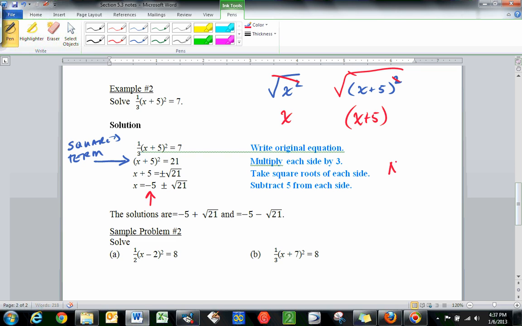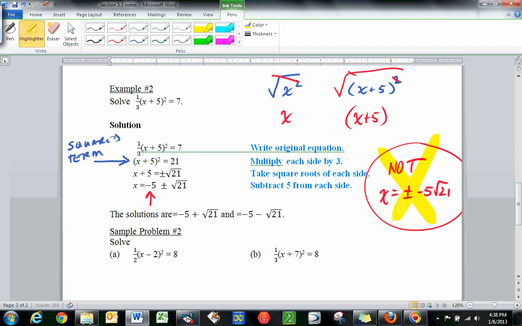We do not want to do this. x does not equal plus or minus negative 5 square roots of 21, because keep in mind, this right here is incorrect. The negative 5 is being added to the square root of 21 or subtracted from the square root of 21, but we're not multiplying it. So keep in mind, this is where the negative 5 goes, in front of the plus or minus, whenever we want to move it over. So that's a common mistake that you don't want to make there.